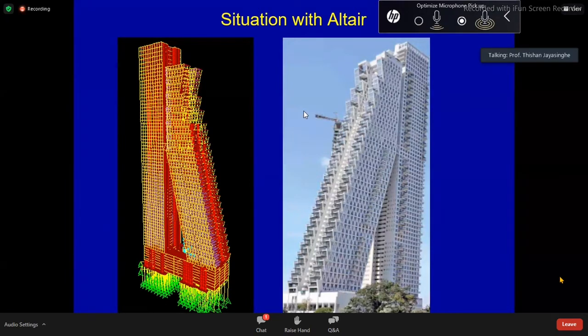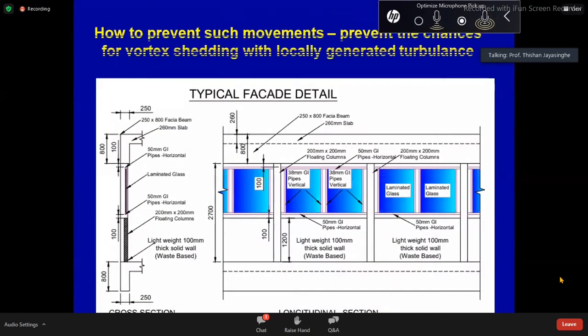And when the wind comes from the other direction, it's okay because the building is very stiff, with no movement of the building. So Altair is a very stable building, although it's a very tall and inclined building with a very special shape, but still it's very, very stable. So to overcome all these effects, we have to create turbulence. So we came up with a new model.